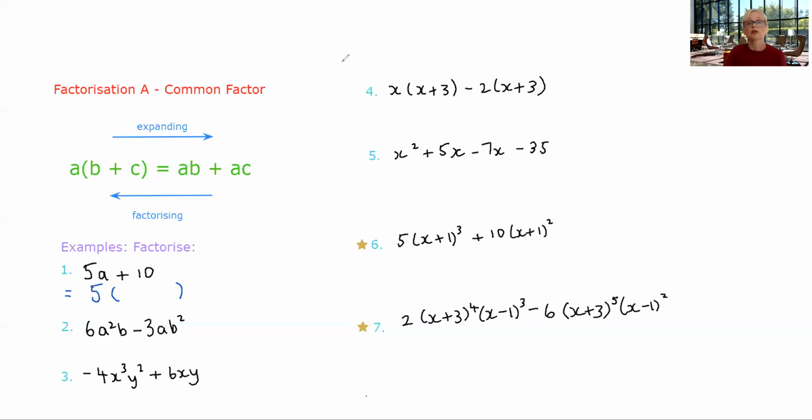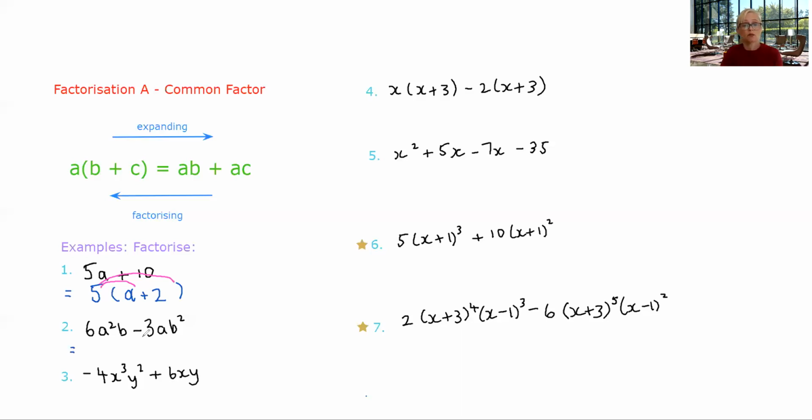Now, what needs to go in our brackets is whatever we would need to multiply that by to get back where we started. So what do you multiply 5 by to give you 5a? You multiply it by a, of course. What do you multiply 5 by to give you 10? You multiply it by 2. So that's the basic way we work with this. It's like expansion, but in reverse.